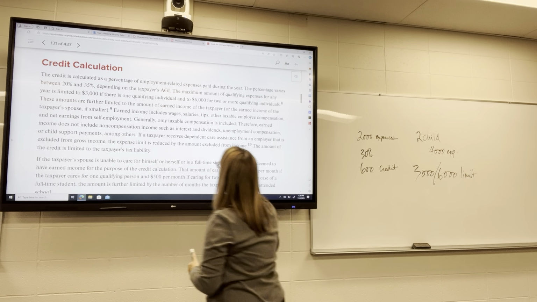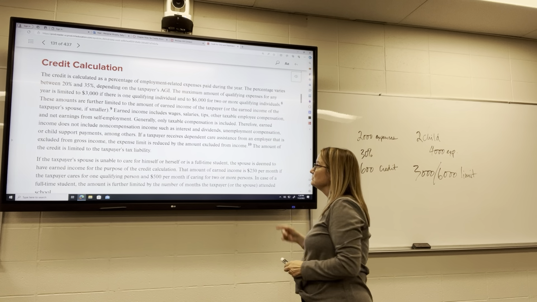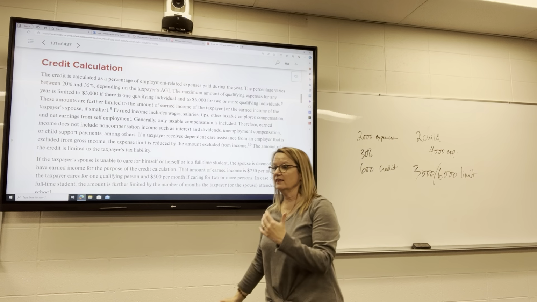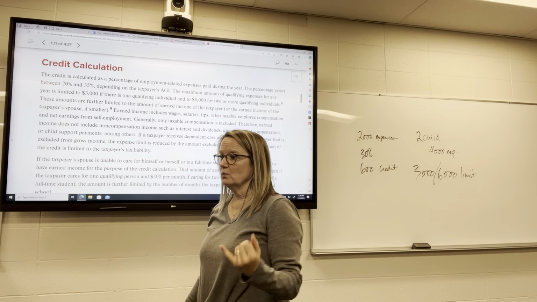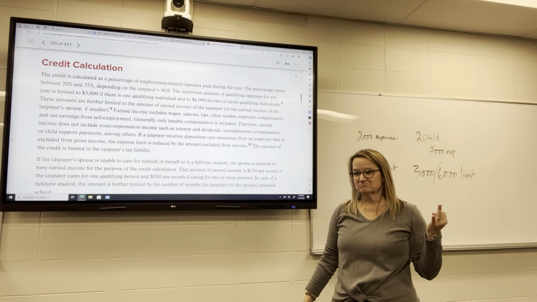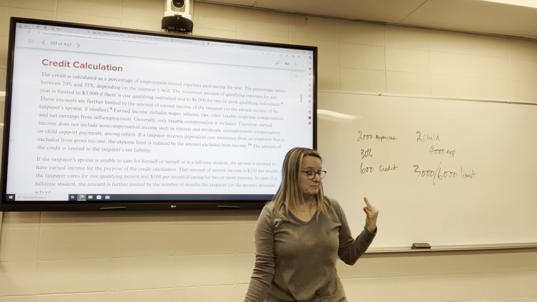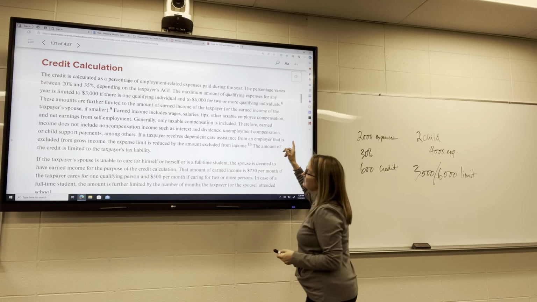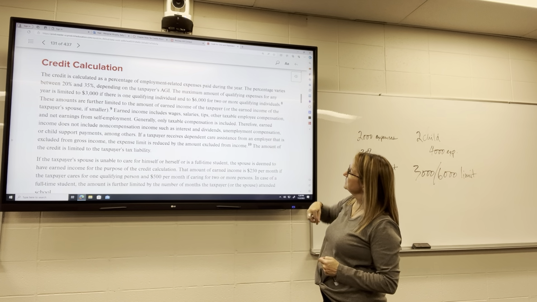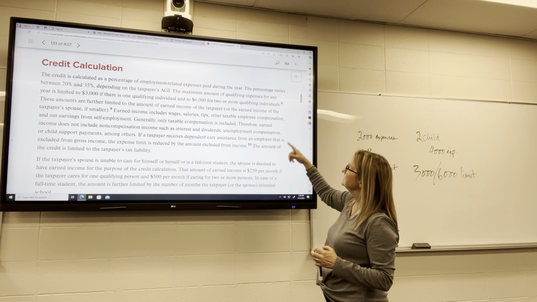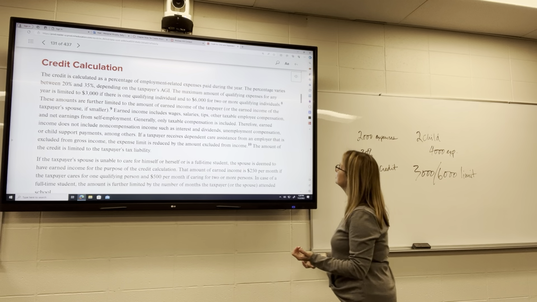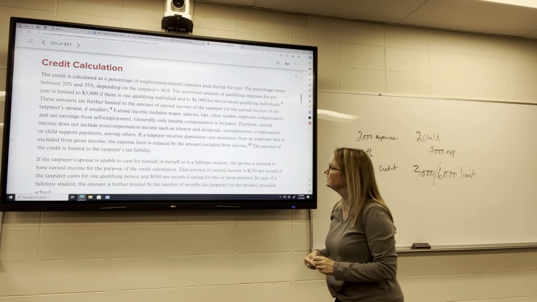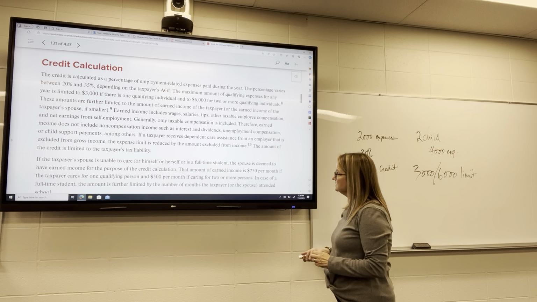Okay. All right. Now, it is also limited to the amount of earned income of the taxpayer. Again, earned income is income that has been subject to Social Security and Medicare tax. Wages, self-employment income, that's pretty much it. Partnership income, if you're a partner in a partnership, that would be considered to be earned income. So, wages, salaries, tips, other taxable employee compensation, net earnings from self-employment. Only taxable compensation would be included in this calculation. So earned income does not include non-compensation income, such as interest and dividends, unemployment compensation, or child support payments.